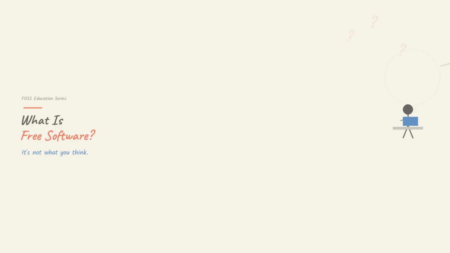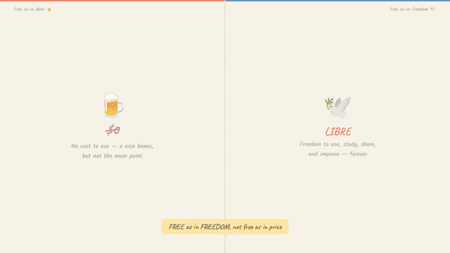Free software means software that respects your freedom. The word free here means freedom, like free speech, not free beer. This idea was defined by Richard Stallman in the 1980s, and it comes down to 4 essential freedoms. The freedom to run the program, to study how it works, to share it with others, and to improve it and give those improvements back.